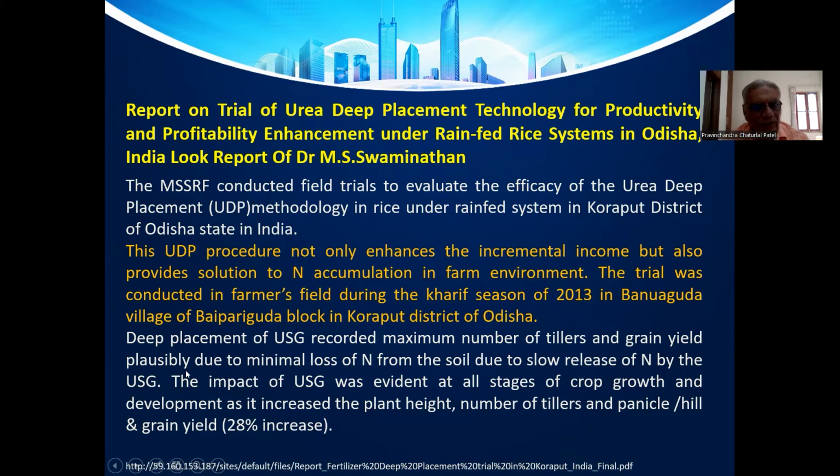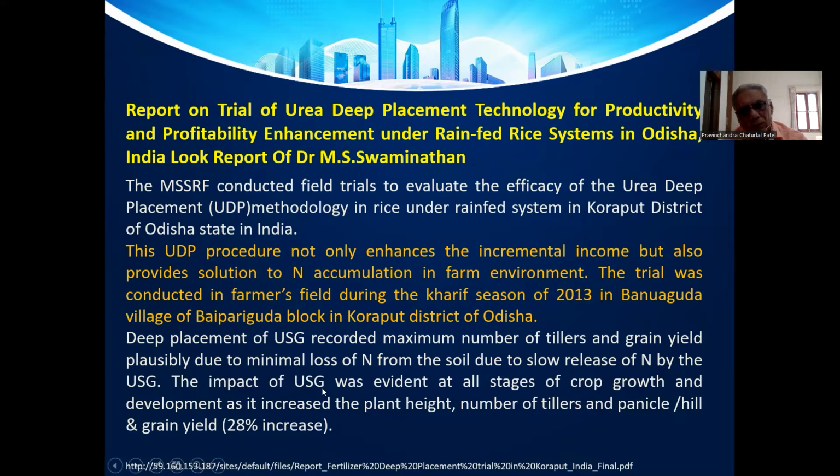Here you can see that deep placement of urea supergranules recorded the maximum number of tillers and grain yield, possibly due to minimal loss of nitrogen from the soil because of slow release of nitrogen. So the nitrogen is released slowly by the urea supergranules, with minimum leaching loss.